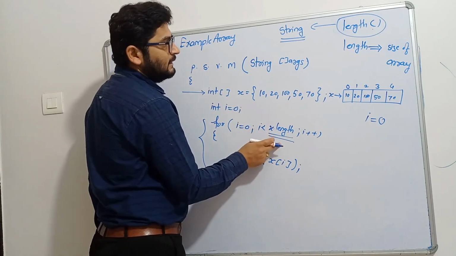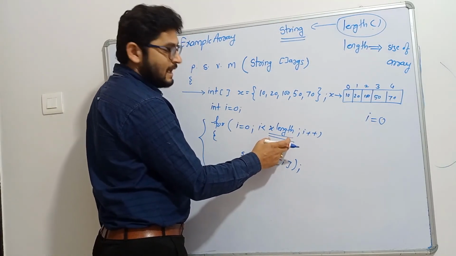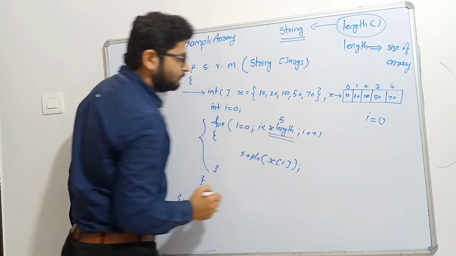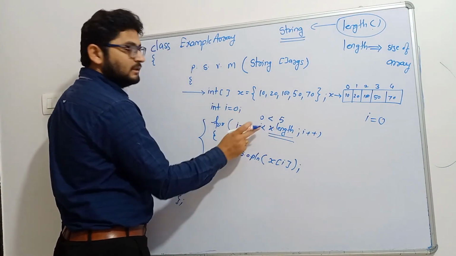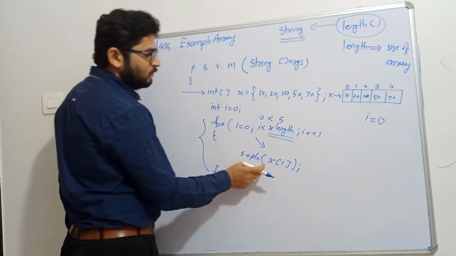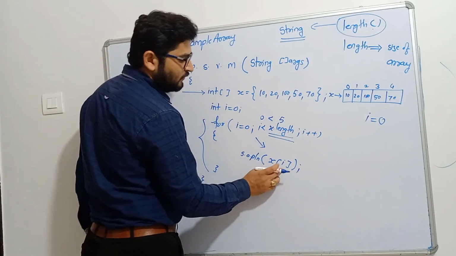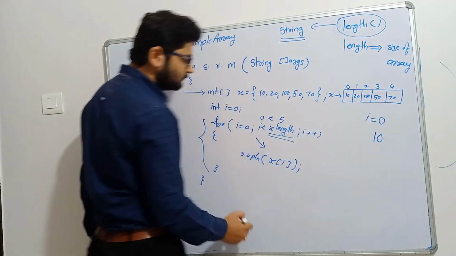So here x dot length is going to return how many elements are there in the array. There are 5 elements, so this is going to return 5. Right now the value of I is 0. So 0 less than 5, the condition is true. So it will come inside the loop. Now it is going to print x of I. What is x of I? I is 0, so x of 0 is 10. So it is going to print 10.